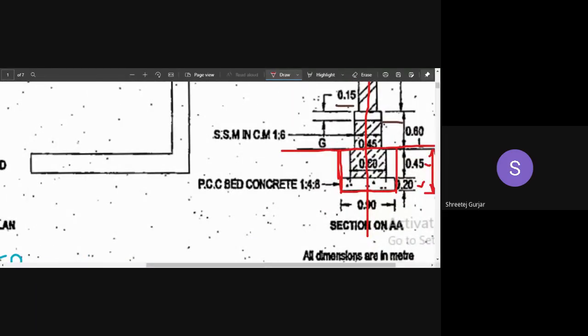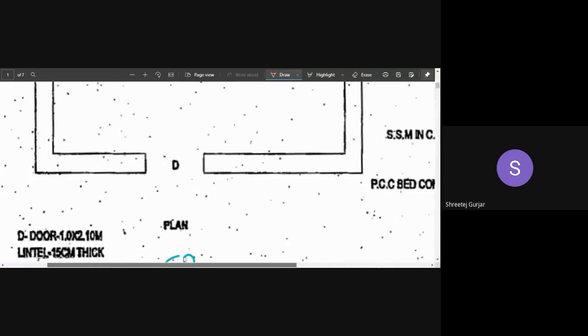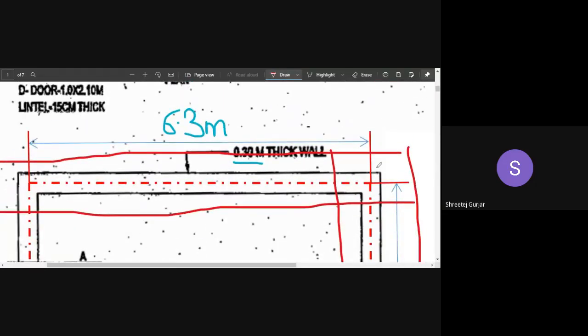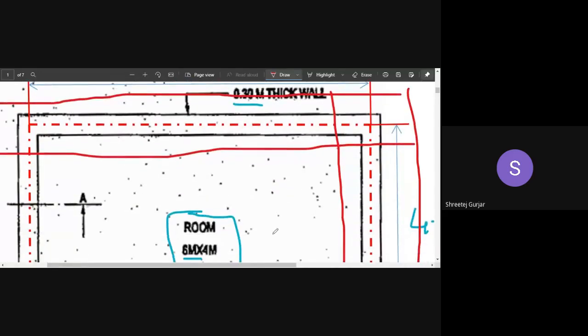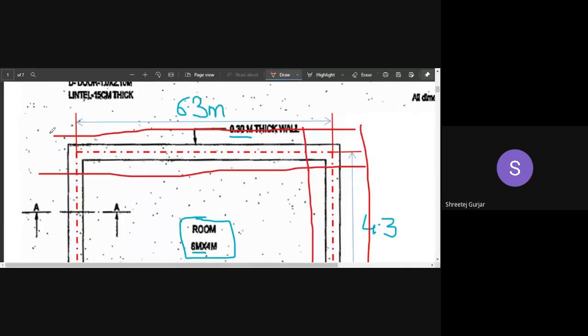So what I have to do is calculate from here to here. What is the length here? It will be 0.9 by 2, and 0.9 by 2 on this side. Why am I doing this? Because I need to excavate it. This is my excavation pit. I have to excavate it starting from here.